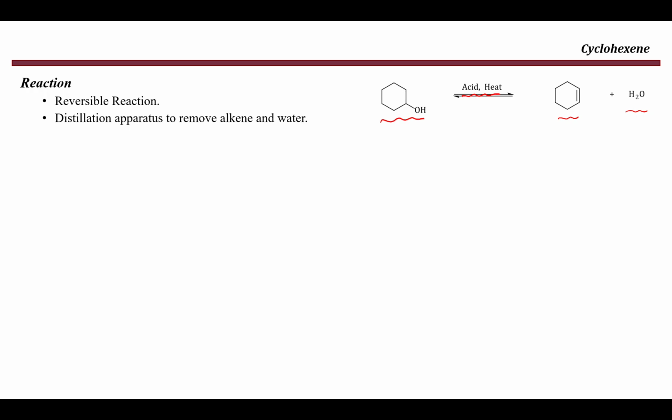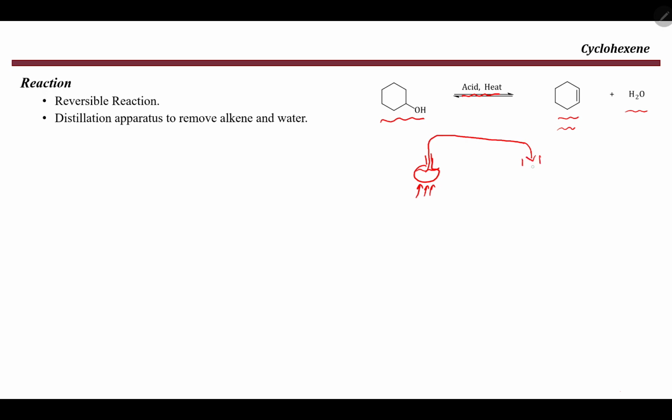In order to push this reaction to go to the right, so to push the equilibrium to go to the right, the reaction is usually done in a distillation apparatus. And the reason for doing this is that cyclohexanol has a higher boiling point than alkene. So if the reaction is taking place, let's say in this reaction flask, and we are heating here, once cyclohexene is formed, it will go up and pass through the distillation setup, and then it can be collected on this side.